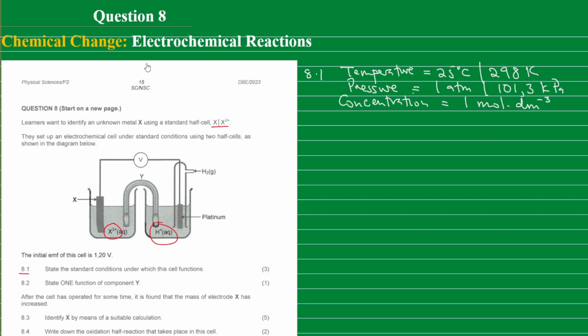And then we have question 8.2. State one function of component Y. Component Y is a salt bridge. Now the salt bridge has more functions, but you can list any one. They just want one. So one function of the salt bridge is to complete the circuit. It completes the circuit.